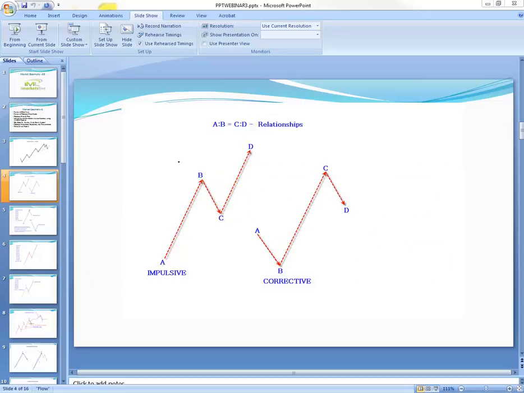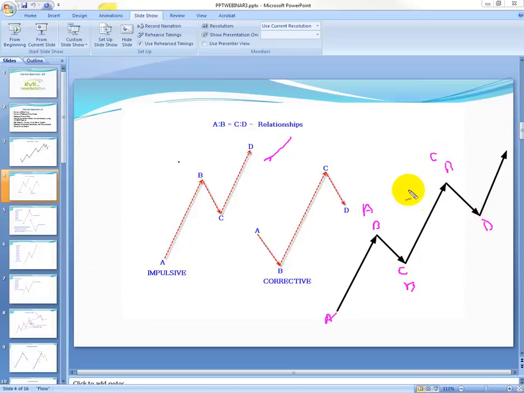And what does that mean? Let's look at this together. Impulsive, you're going up. Corrective is going down. Impulsive is going up, corrective is going down, impulse is going up. It could be reversed in the sense of a downtrend, that the impulse is the trend direction and the correction is the pullback. We look at A to B, C to D in terms of the impulsive relationship, and we also look at A to B, C to D in terms of the corrective relationship. So that's all that is. This is just identifying this right here is identifying this, and this is identifying this.